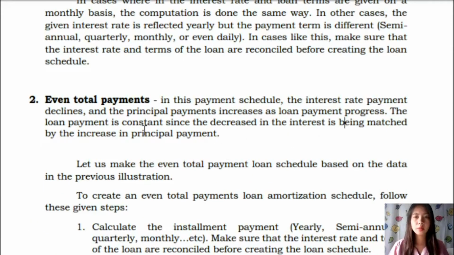The next type of loan schedule is the even total payments naman po. Okay, in this schedule, interest payment declines and the principal payment increases as loan payments progress. The loan payment is constant since the decrease in the interest is being matched by the increased principal payment. Okay, so dito naman, si total payments naman po ang pare-parehas. Okay? Para mas makita natin, ito yung example natin.